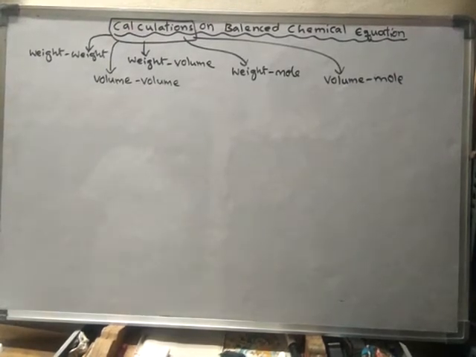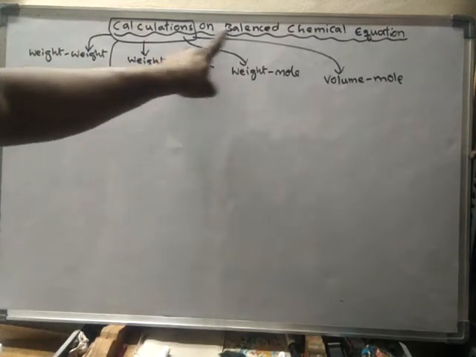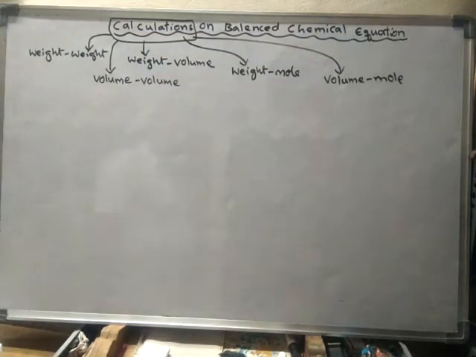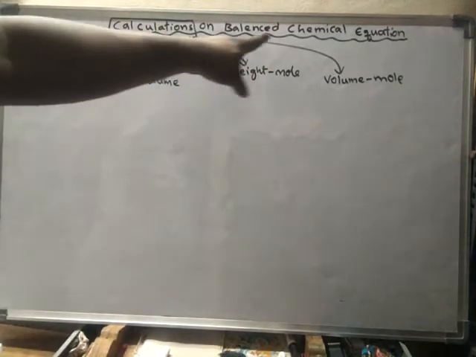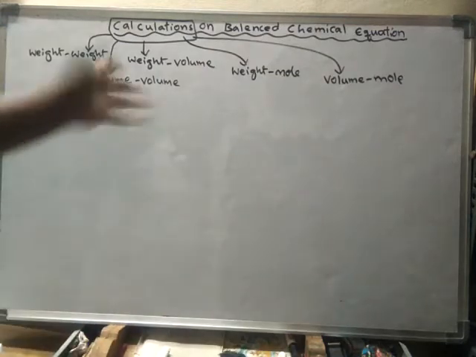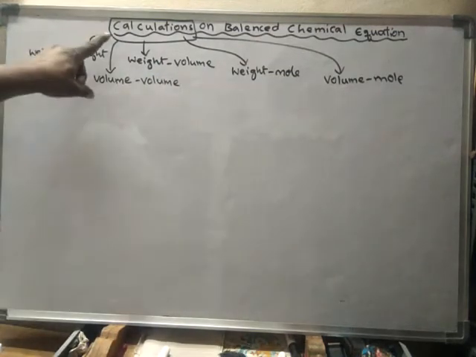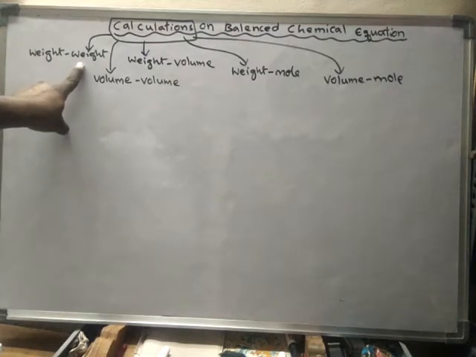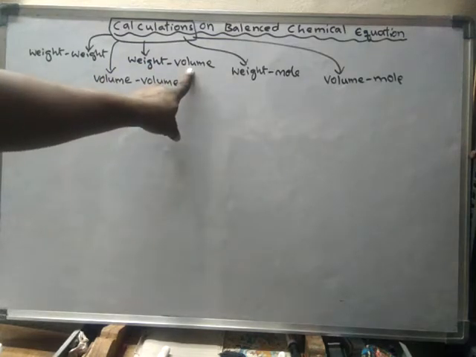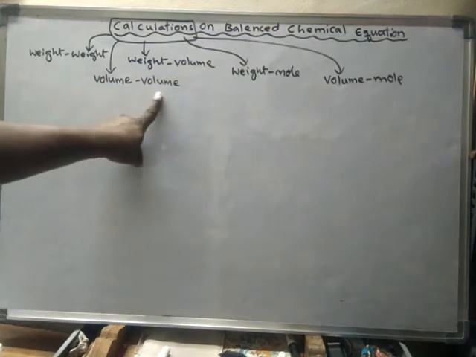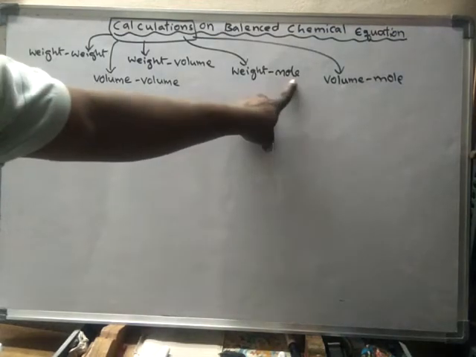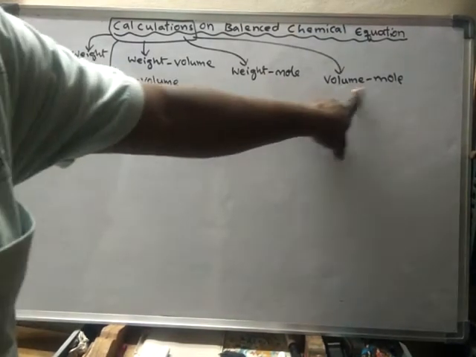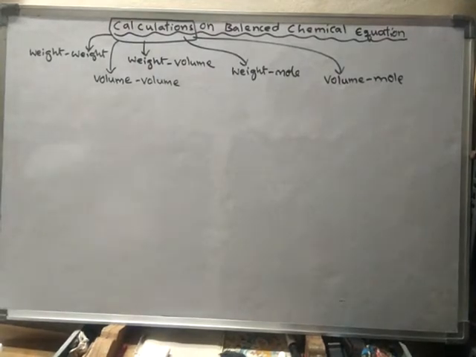We were learning about the calculations which are based on balanced chemical equations. Generally, calculations based on balanced chemical equations are of several types. One type is called weight related calculations, then weight volume related calculations, volume related calculations, weight mole related calculations, and volume mole related calculations. There are several types of calculations.